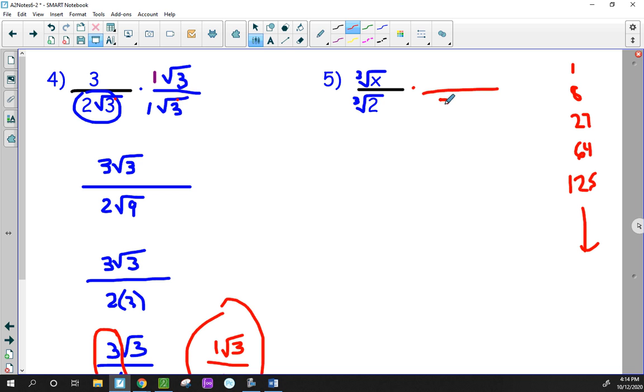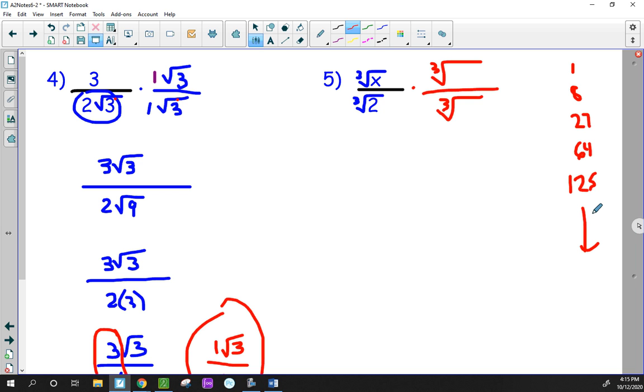So what I have to do is kind of think backwards. I've got to multiply the top and bottom of this problem by the cube root of something. What I suggest you do is, if it's a cube root, make yourself a list of perfect cubes to the side, like I did. And then you ask yourself, what can I put here so that when I multiply it by 2, it's going to equal one of these numbers?